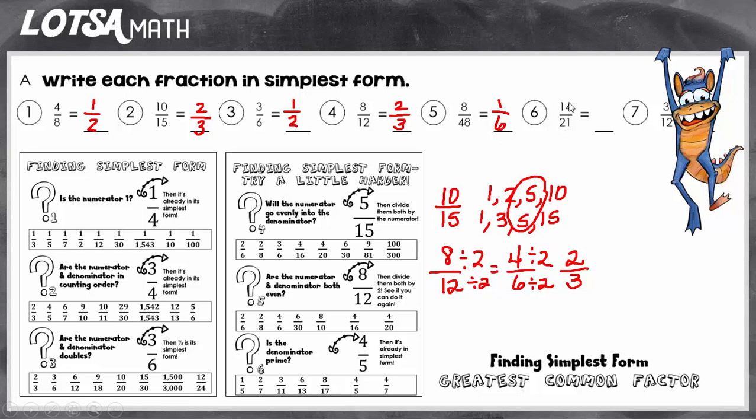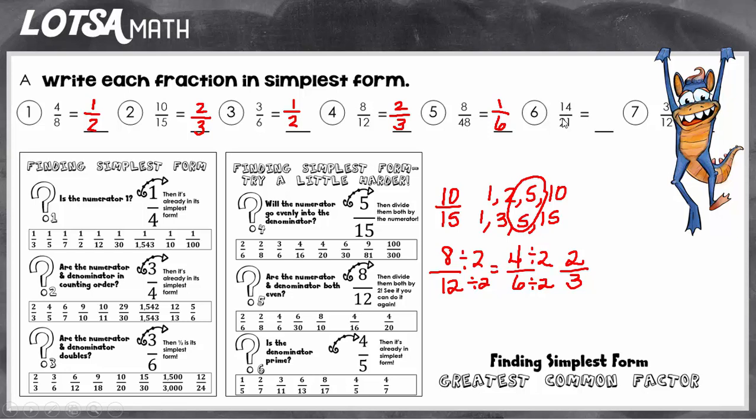So let's do one more together. We have 14/21. So I don't see a 1. They're not in counting order. They're not doubles. 14 doesn't go into 21. They're not both even. 21 is not prime. So I'm going to have to do the greatest common factor method.